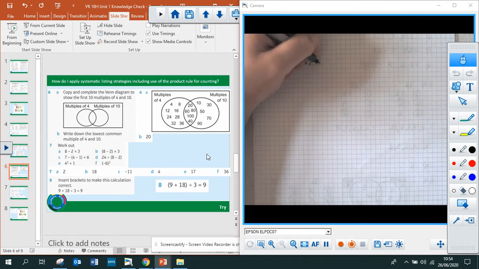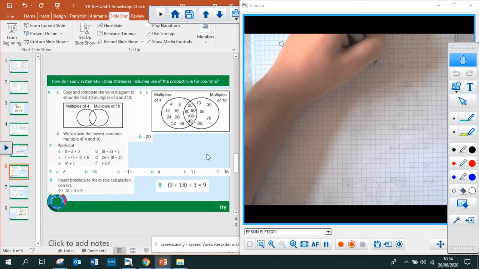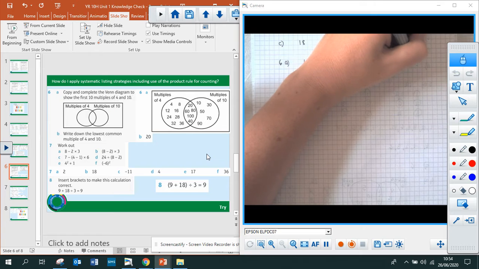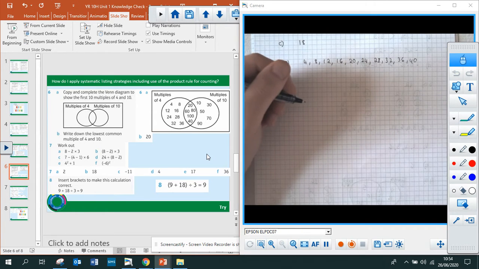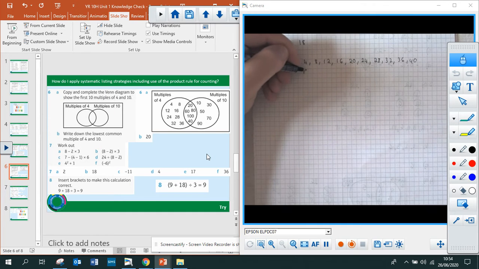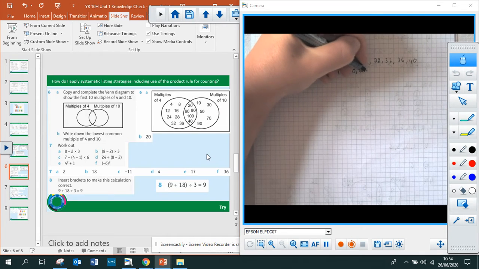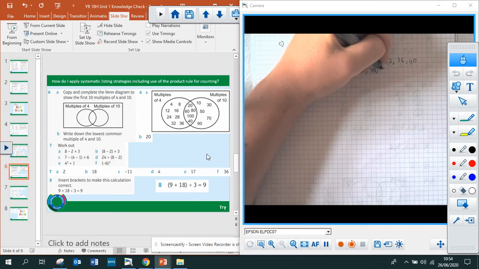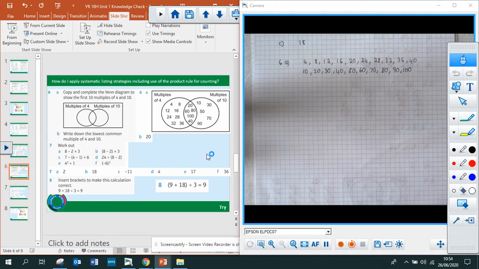So 4, 8, 12, 16, 20, 24, 28, 32, 36, and 40. That's the first 10 for 4. Then we need the first 10 for 10. So 10, 20, 30, 40, 50, 60, 70, 80, 90, and 100. Okay?